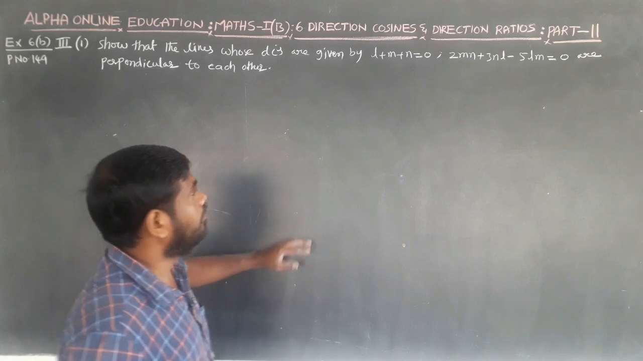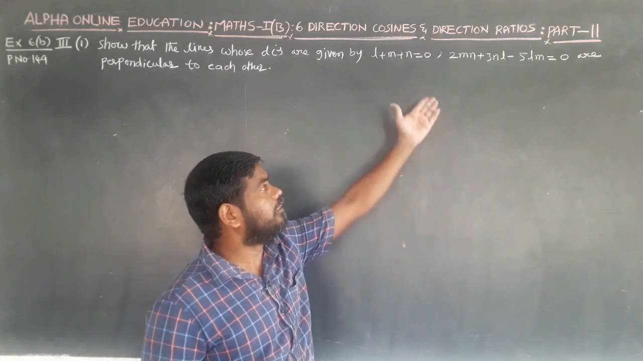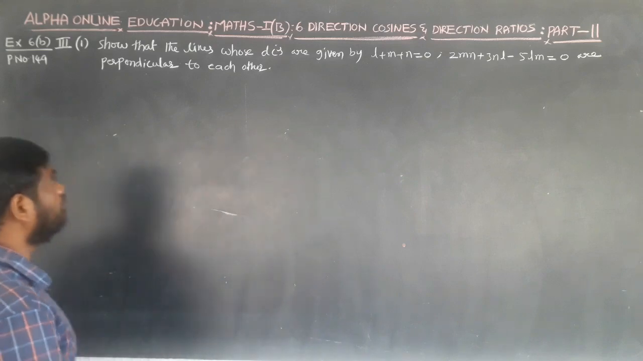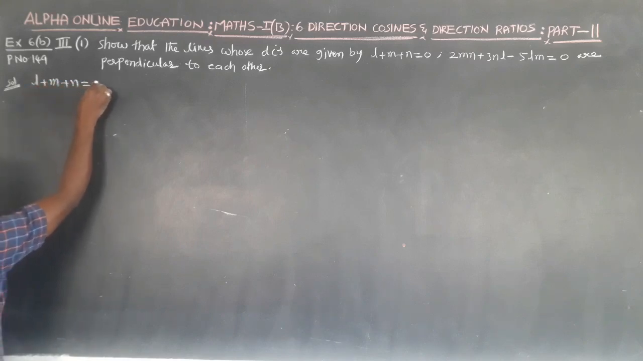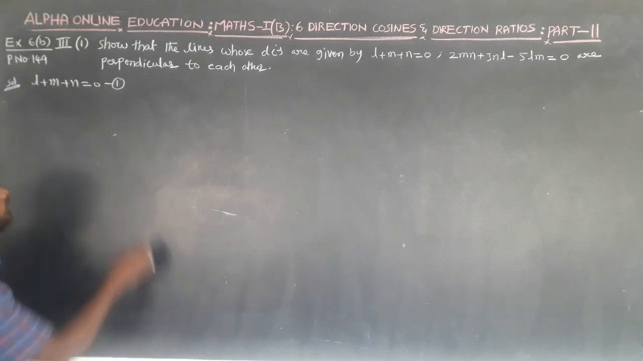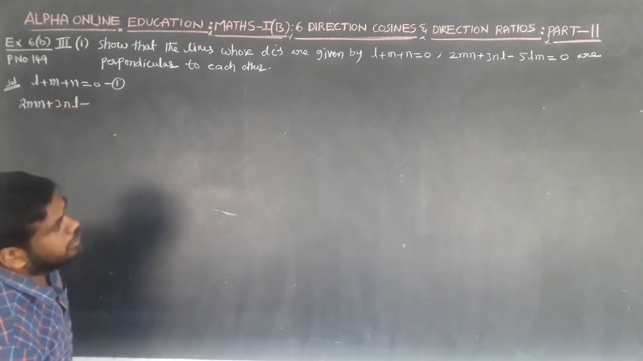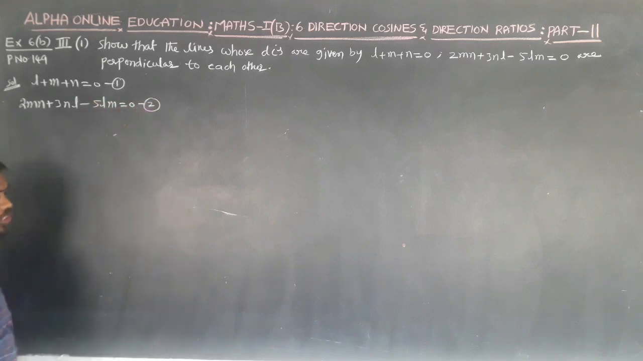Here first of all we find the direction cosines of the two lines which are connected by the relations. So first of all, we solve the given equations. The first equation is l + m + n = 0. The second equation is 2mn + 3nl - 5lm = 0. Solve 1 and 2.